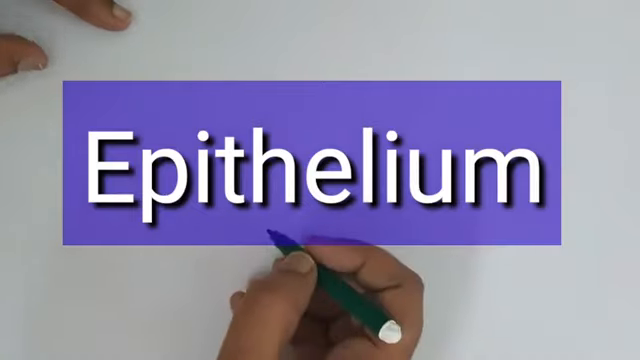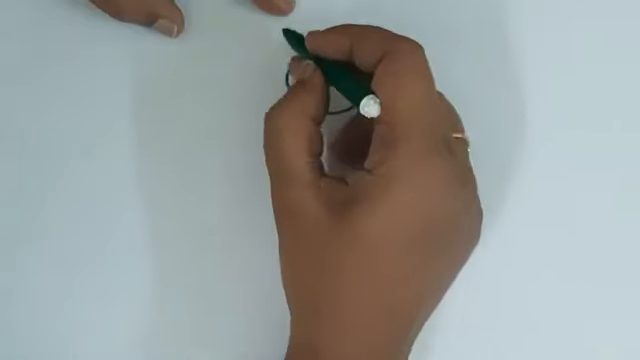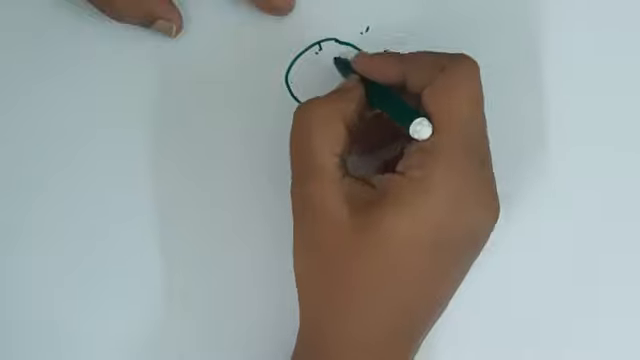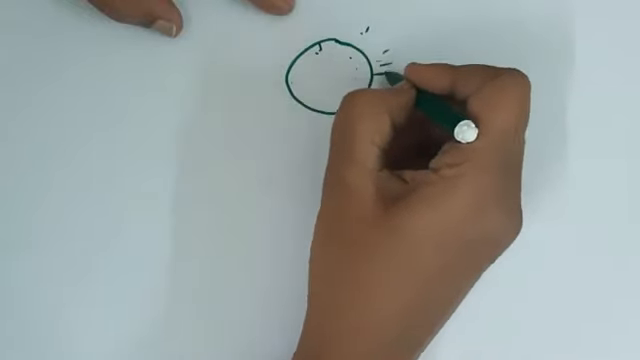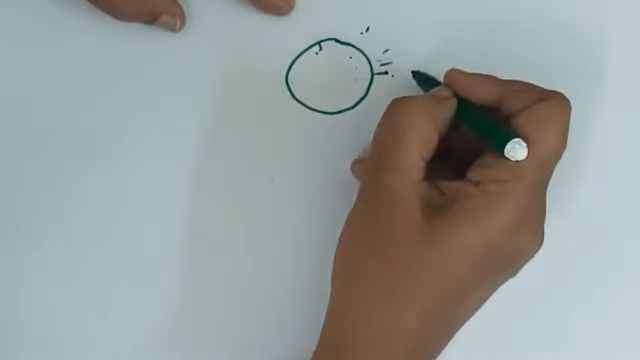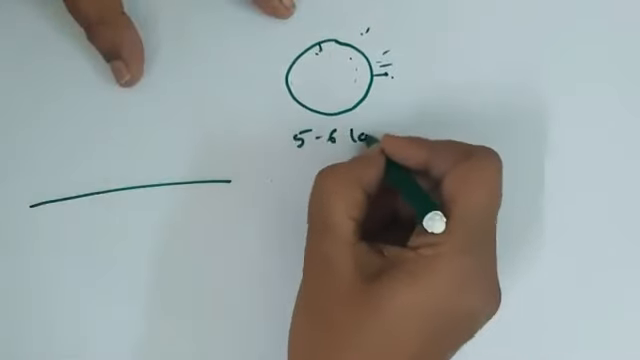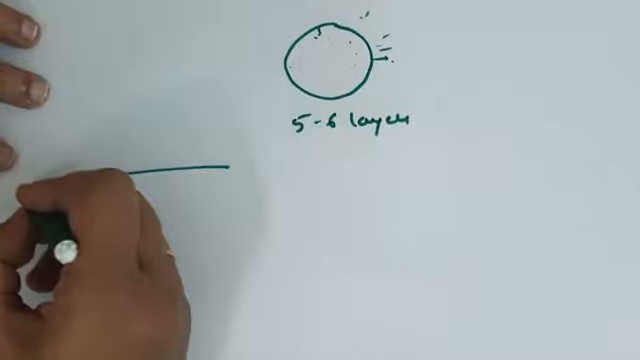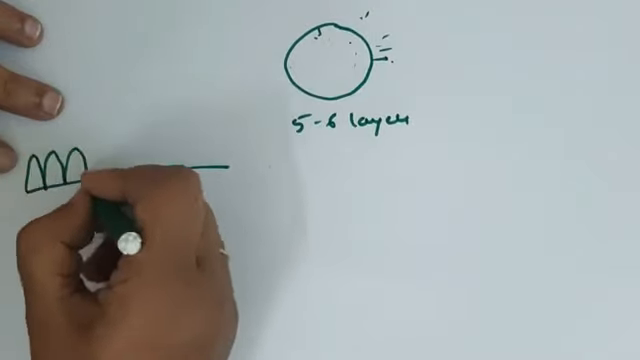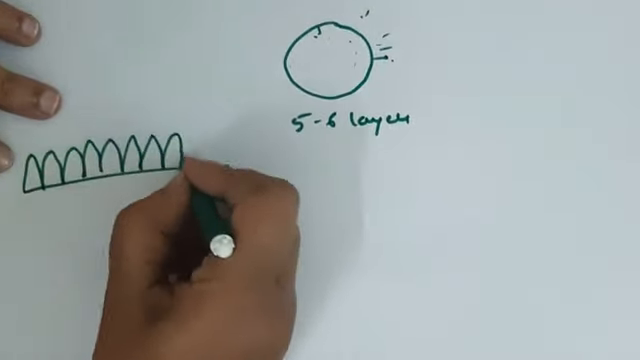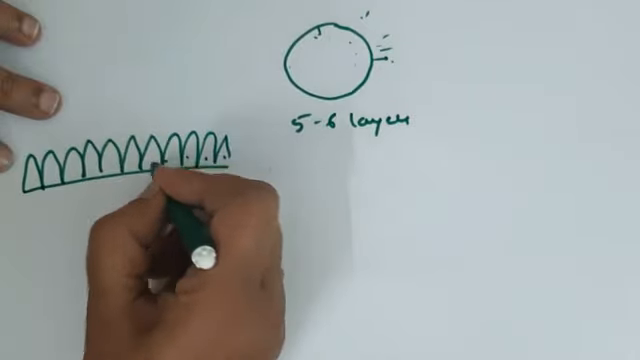So the first layer is the anterior epithelium. If you consider the anterior surface of the cornea, the epithelium of the cornea is in continuity with the epithelium of the conjunctiva. It has 5 to 6 layers of epithelial cells. The deepest ones are columnar epithelial cells. So the deepest ones are columnar in appearance.